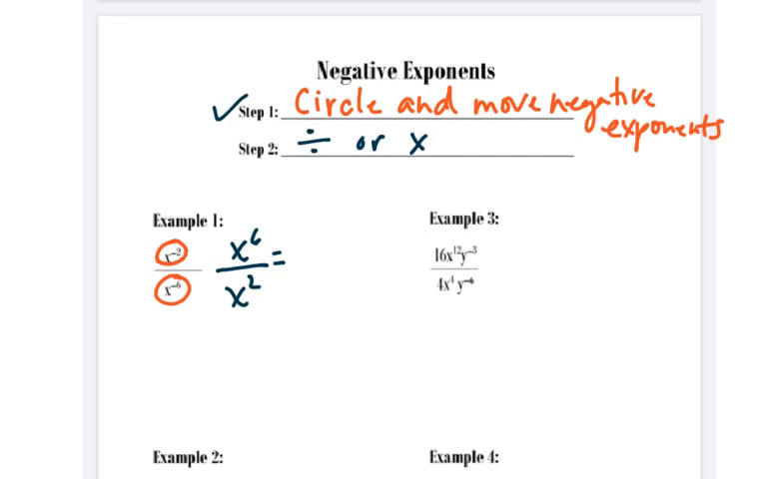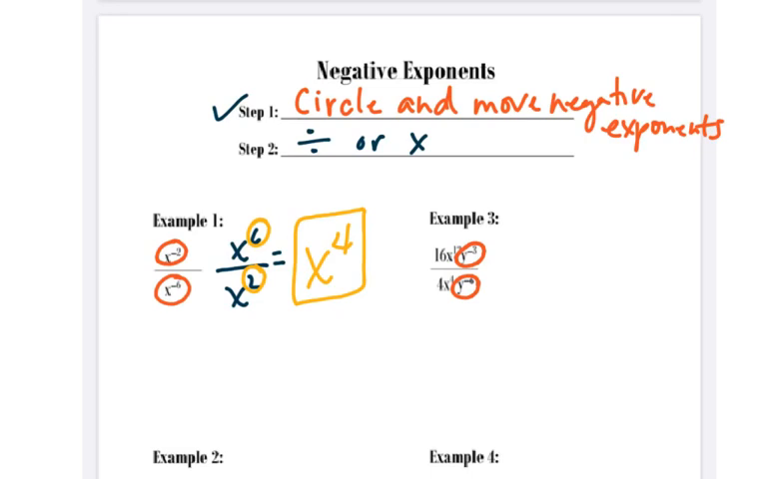So step 2 says use the quotient rule, or the multiplication rule, to solve it. So in this one here, my exponents are stacked, so I subtract. That leaves me with x raised to the 4th power. Let's try it again. We'll go a little out of order. Let's do example 3. So in example 3, the exponent is negative right there.